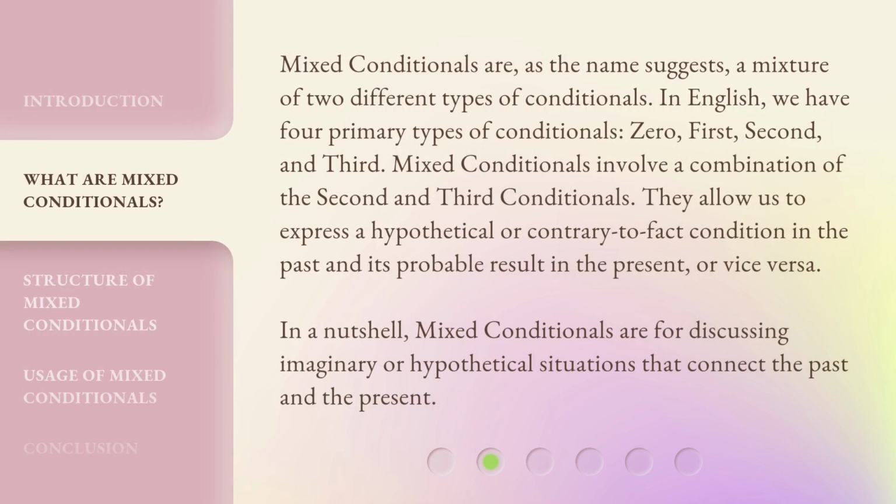Mixed conditionals are, as the name suggests, a mixture of two different types of conditionals. In English, we have four primary types of conditionals: 0, first, second, and third. Mixed conditionals involve a combination of the second and third conditionals. They allow us to express a hypothetical or contrary to fact condition in the past and its probable result in the present, or vice versa. In a nutshell, mixed conditionals are for discussing imaginary or hypothetical situations that connect the past and the present.